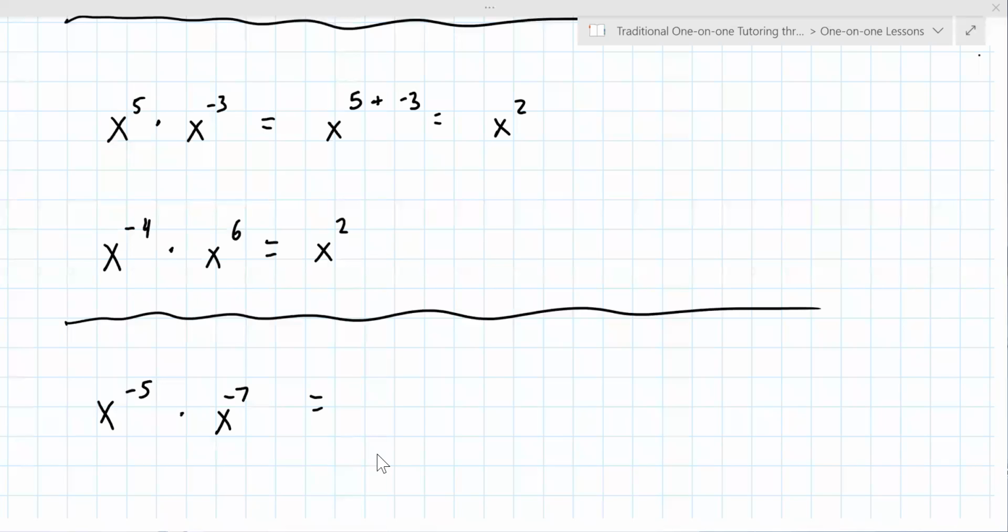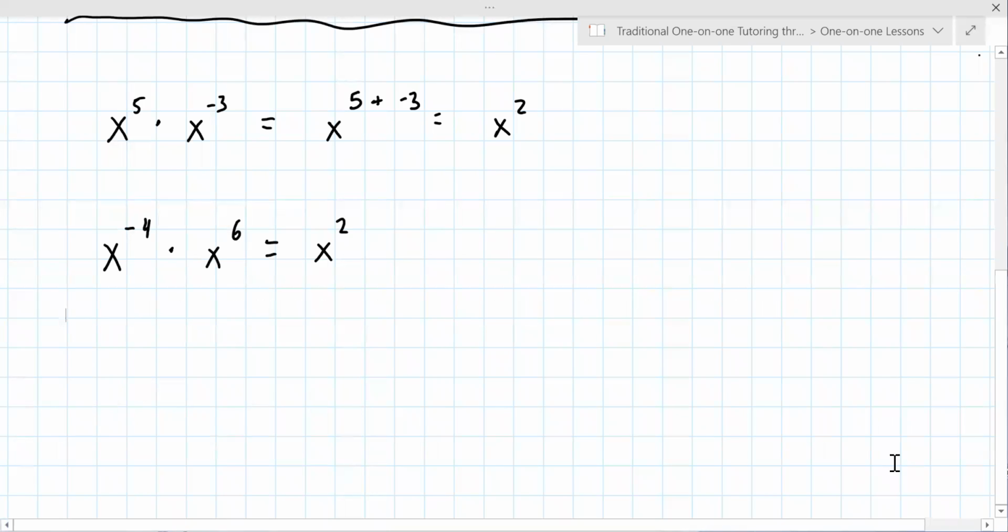Okay. All right, so let's look at this one more time here. I gave you the property in the top right. You just add the exponents. Negative 4 plus 6. Which one is further from 0, the 6 or the 4? Six. So the answer has to be positive. So this is the same as 6 minus 4, x squared.